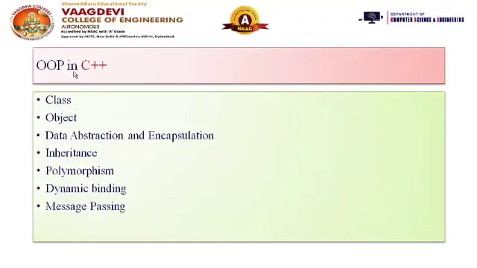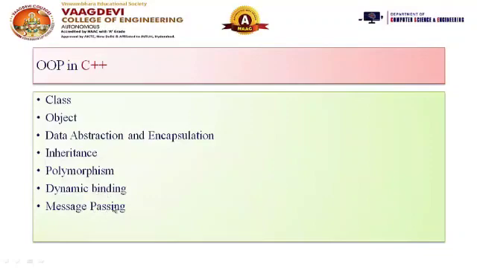And the second one, object. Object is an instantiation of class. And the third one, data abstraction and encapsulation. Data abstraction is the process of hiding certain details, and wrapping up of data and functions into a single unit is known as encapsulation. Then we have the concept of inheritance, where certain properties of a class are transferred to another class. Then we have polymorphism, dynamic binding and message passing.